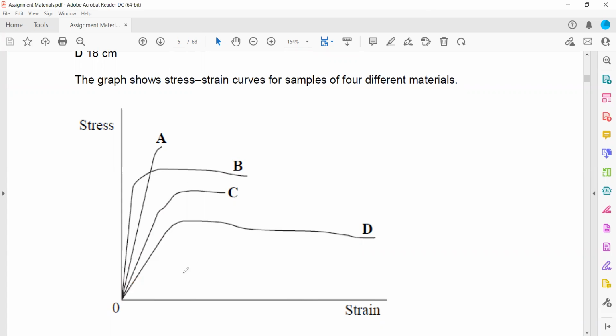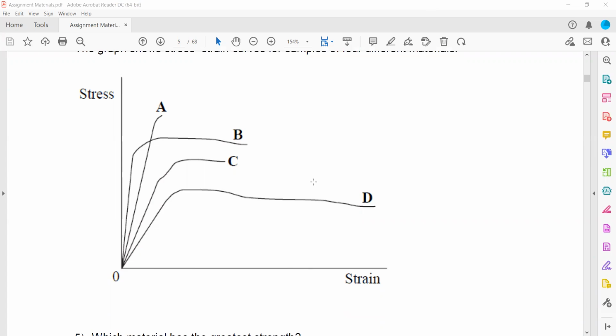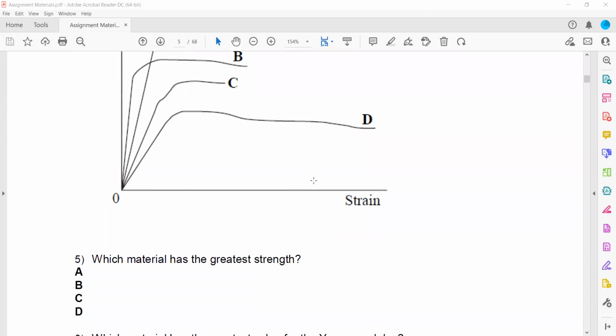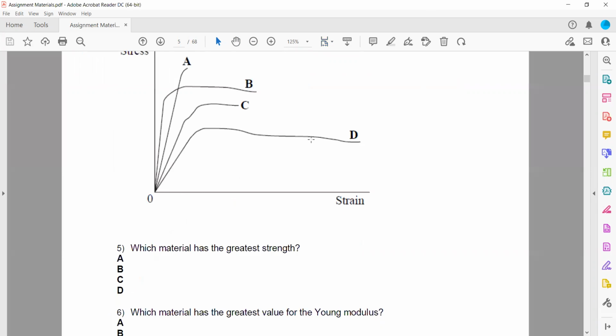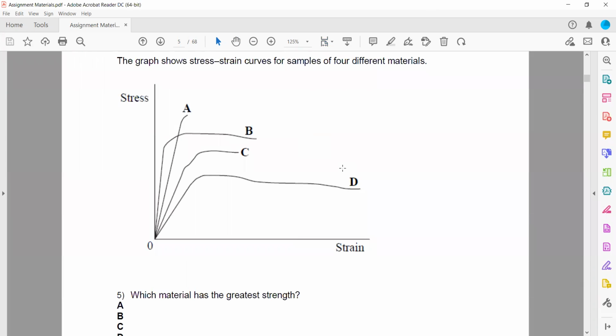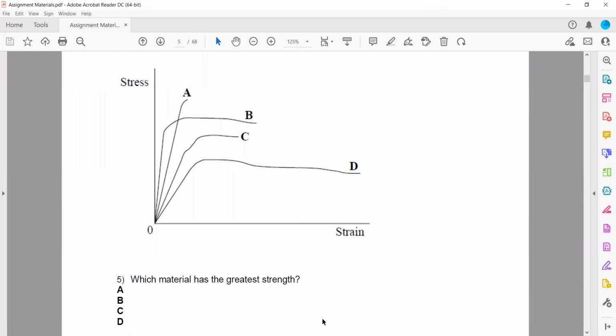And which material is malleable, easy, malleable, ductile? So in that case, D is malleable or ductile easily. So which material has a greater strength? Greater strength means which needs a greater amount of force to break down. Like which material we need a greater amount of force or stress to break down. A. So it will be A. So A is the strongest material.